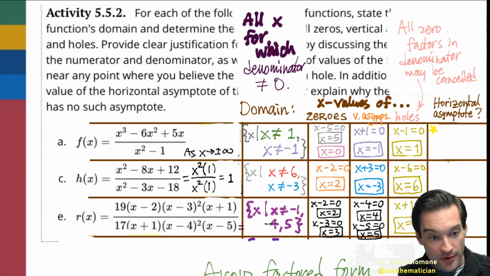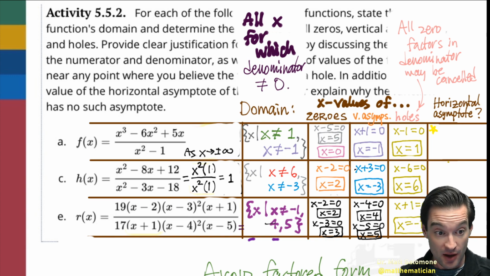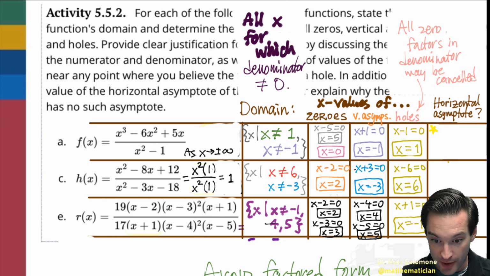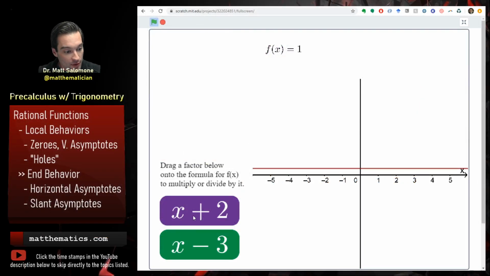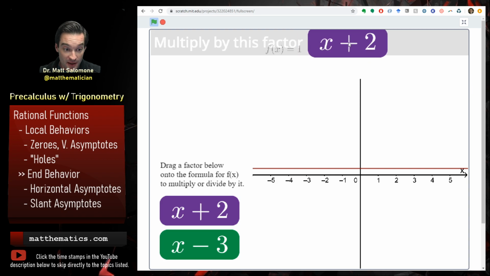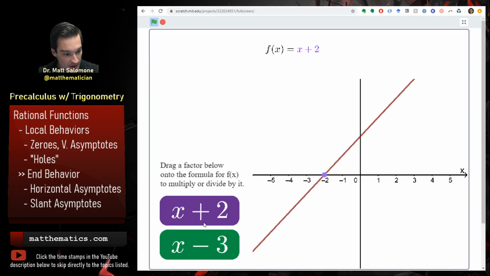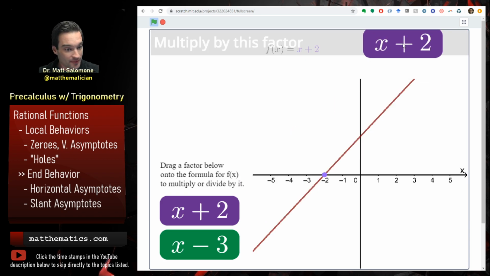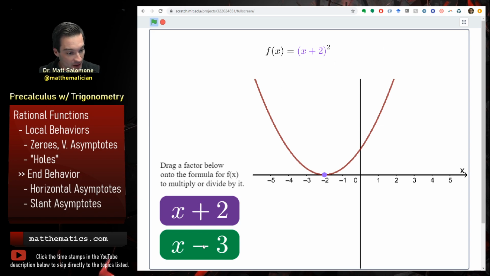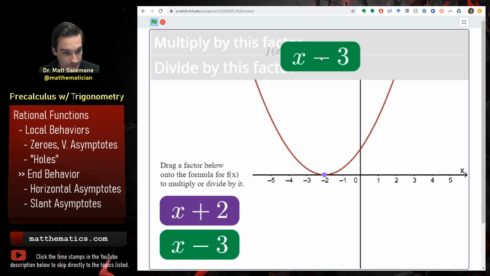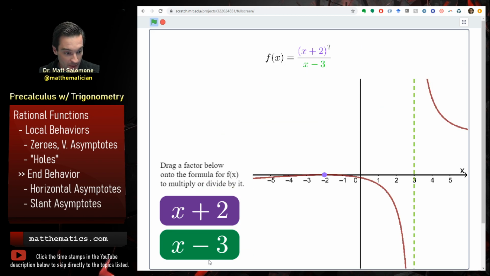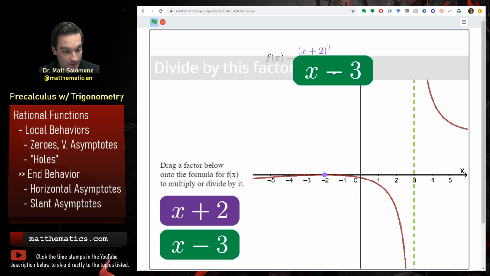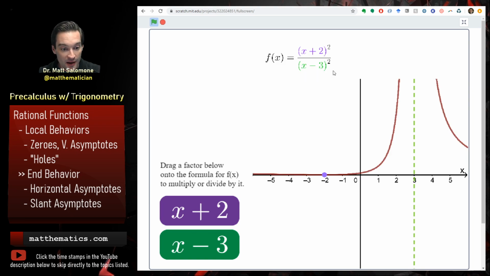Let's see if we can figure out what that means for the shape of this graph. I'm going to go back to my rational function builder toy that we've been playing with. Let's imagine that I have an x plus 2 up in my numerator. Maybe I'll put it in there twice, just for fun: x plus 2, the quantity squared. And then let's imagine that I also have x minus 3 in the denominator, not once, but twice. So the numerator is x plus 2 squared, and the denominator will have x minus 3 squared.